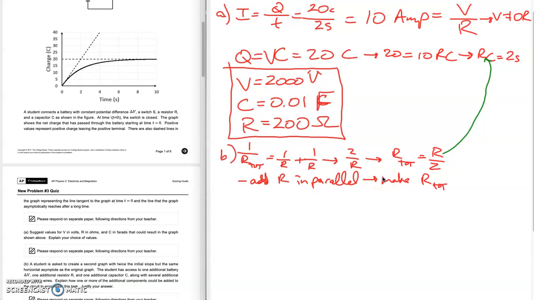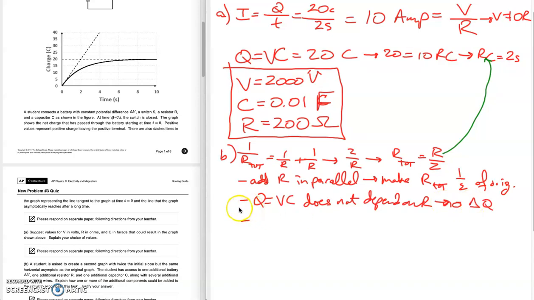Make our total 1/2 of original. QVC does not depend on R. No change in Q. Having the resistance, which is this guy, so I equals V over R total. Initial slope will be twice as much.